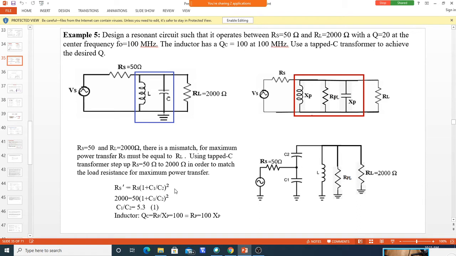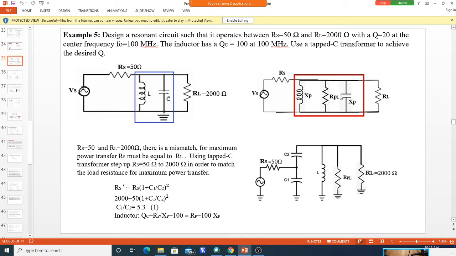We are using a tapped C transformer. This is the equation: RS dash equal to RS times 1 plus C1 by C2. This is a tapped C circuit. So this inductor we are keeping along with this RPL and XP, kept as it is.